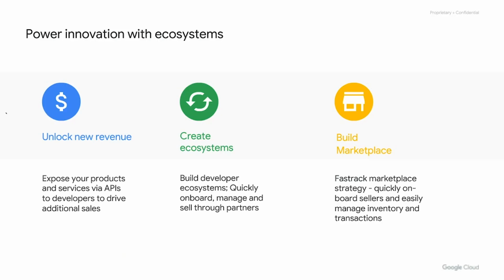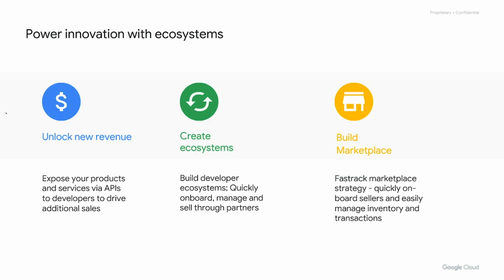The third key area where APIs are driving transformation in retail, and this one is critical, is innovation via ecosystems. So again, few components to this. Number one is unlocking new streams of revenue. So that's exposing products and services via APIs to both internal teams and to partner organizations.